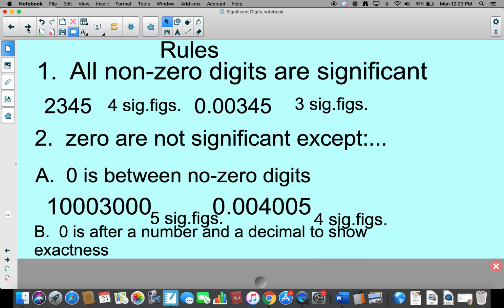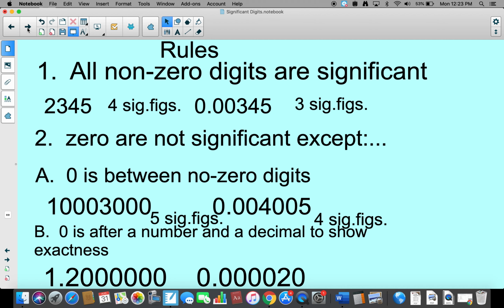All right, a zero can be significant if it's after a decimal to show exactness. So let's say I get the number 1.2 with 6 zeros after it, or 0.000020. We're using the zeros to show exactness. In the first case, I have 7 significant figures. They're all significant because they're after a number and after a decimal, showing exactness. In the second example, I only have 2 Sig Figs because these 4 are just placeholder zeros. This 0 is the only one showing exactness to the hundred-thousandths place.